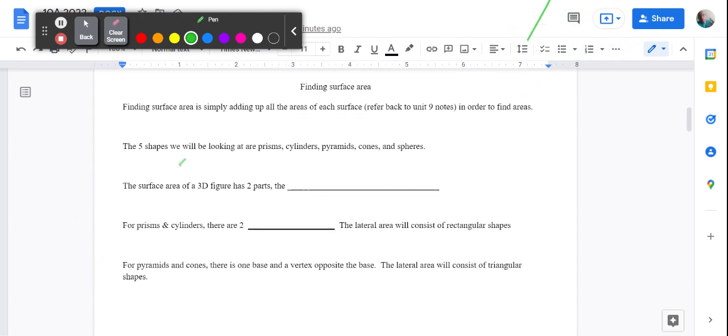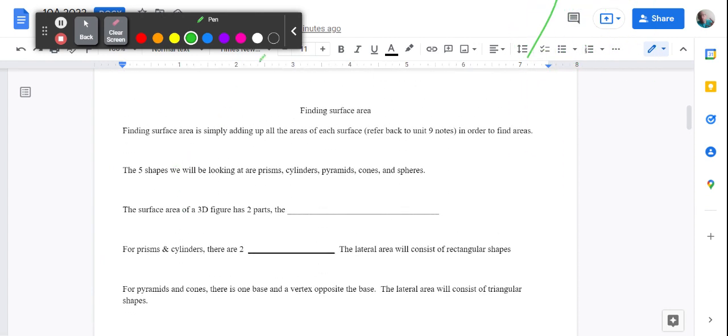All right. So finding surface area. Surface area is exactly what it sounds like. We're finding the areas of all the surfaces, and we're going to add them up. We're adding up all the areas of each surface to find a surface area, and all of our area stuff goes back to our Unit 9 notes.